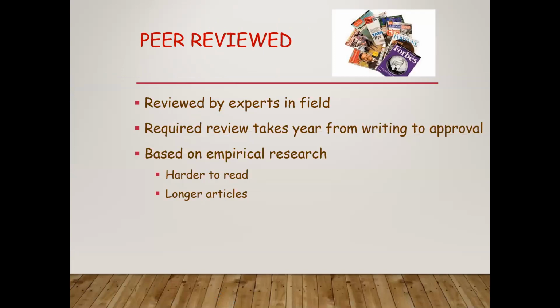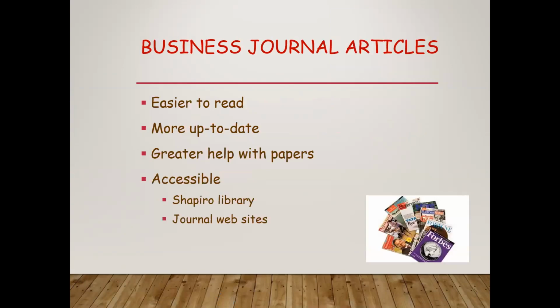Peer-reviewed articles are good, but they are by experts in the field. They require a lot of review, sometimes a year from writing to approval. It's based on empirical research and harder to read, longer articles. They're great if you want to use them, but I'm only requiring business journal articles, which are easier to read, more up to date. They're a greater help with the paper, and they're more accessible through the Shapiro Library and through business journal websites.